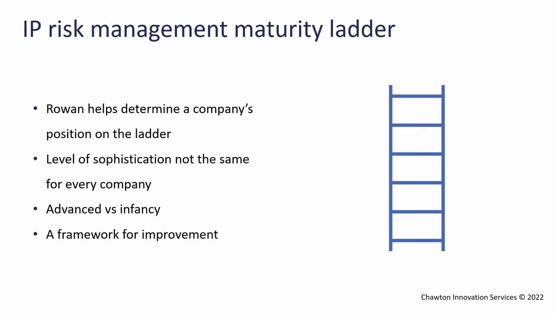In simple terms, Rowan helps determine where a company sits on the IP risk management maturity ladder. It is important to remember that the level of sophistication with respect to IP risk management is not the same at every company. Some companies are very advanced, while others are in their infancy, trying to understand the basics of IP risk management. The IP risk management maturity model is a framework that describes an improvement path from an ad hoc immature approach to IP risk management to a mature, disciplined, sophisticated approach.